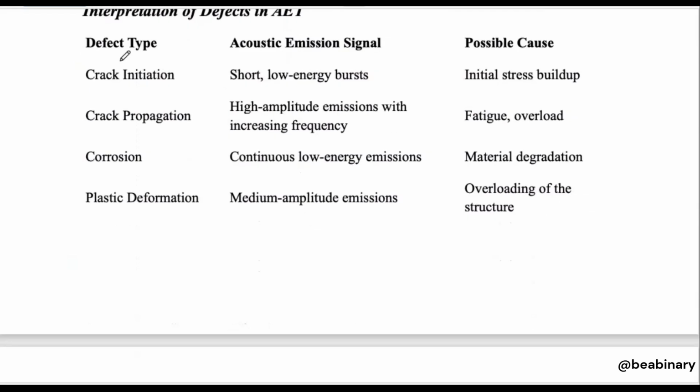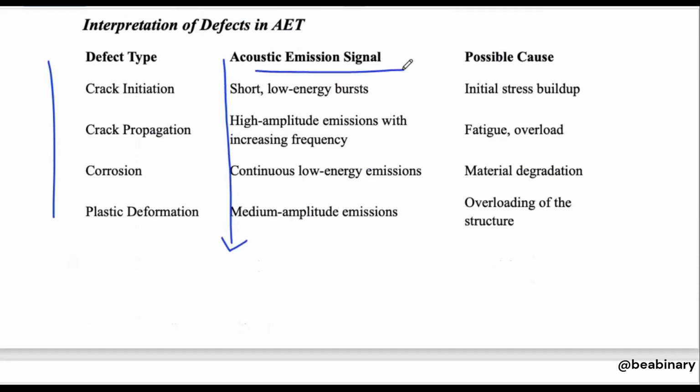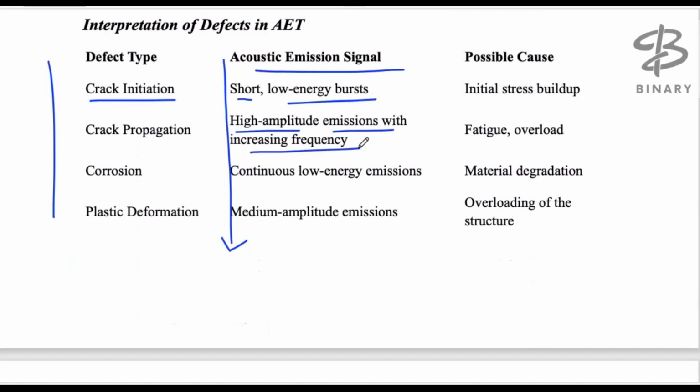Now the interpretation of the defects. This is the type of defects and what we can interpret from these acoustic emission signals we get over the detectors. If you have a short, low energy burst, it means crack initiation. If high amplitude emissions with increasing frequency, it means crack propagation. Here the crack has just initiated. Here the crack is propagating, meaning the crack is increasing.